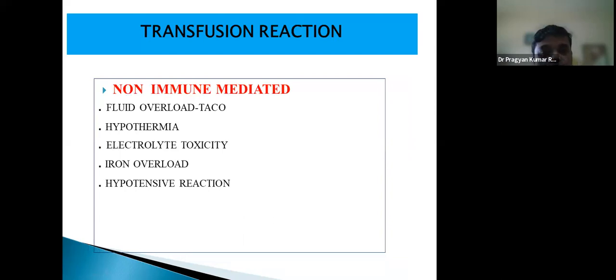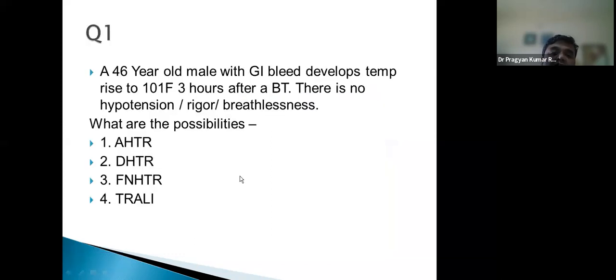Coming to non-immune mediated transfusion reactions, like fluid overload: somebody with a very low ejection fraction, if you give 1 or 2 units of blood within 24 hours, there could be a chance of fluid overload. If you're transfusing a large amount of low temperature blood, that could cause hypothermia. If you're giving a large amount of long-stored blood, that could cause hyperkalemia or some sort of electrolyte deficiency. There could be iron overload in chronic transfusion, and severe hypotensive reaction secondary to allergic reaction. So these are the things that can happen.